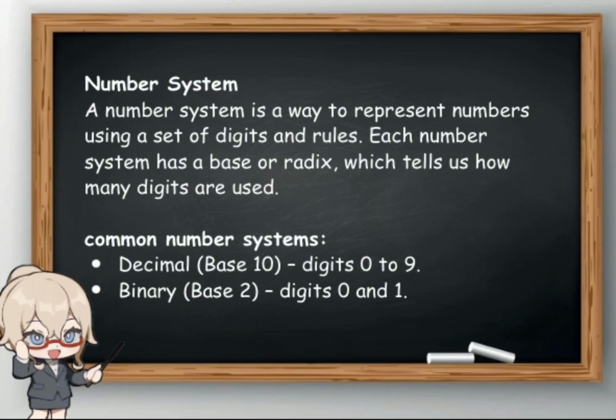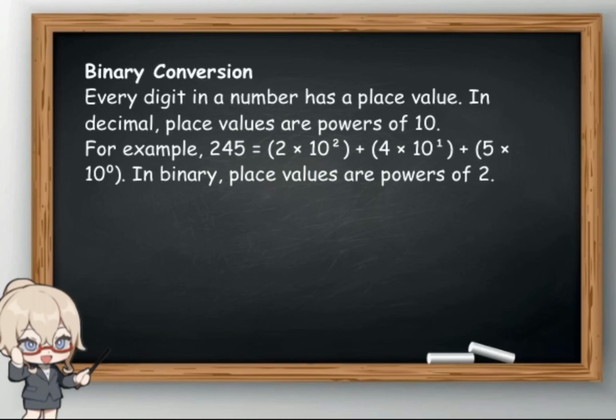Now that we know the basics of number systems, let's move on to binary conversion. Every digit in a number has a place value. In decimal, place values are powers of 10. For example, 245 is equal to 2 times 10 raised to 2 plus 4 times 10 raised to 1 plus 5 times 10 raised to 0.